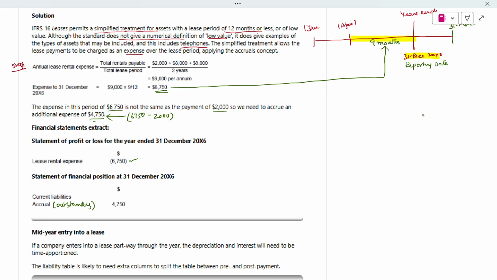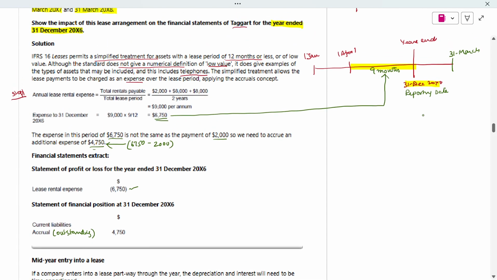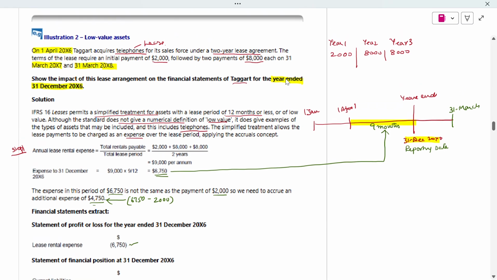Is it okay? Yes, but see, at first you mentioned for first year 2000, second year 8000, third year 8000. But here in the calculation, they divide all these amounts by the years. And the total is 9000 per annum. For how many years have they taken the lease? 2 years.